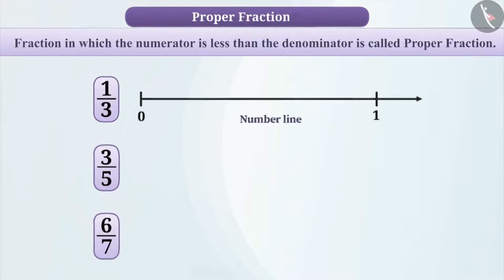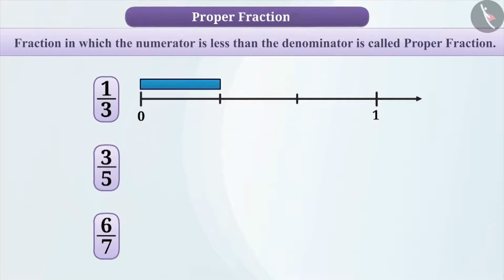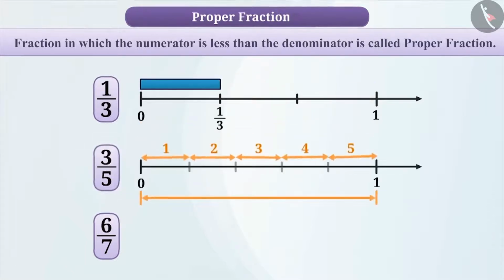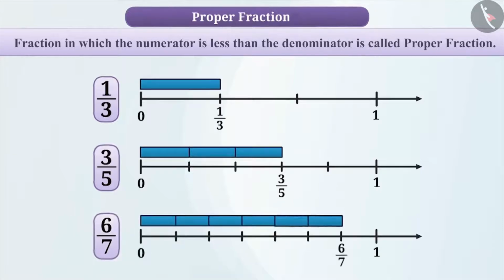Let's represent them on number line. Can you tell how can we represent fraction on the number line? Think about it. You got it right. To represent 1 by 3 on the number line, we will divide the unit length into 3 equal parts and we take one part of it as 1 by 3. Similarly, for 3 by 5, we will divide the unit length to 5 equal parts and we take 3 parts of it as 3 by 5. Similarly, we can also express 6 by 7 on the number line.